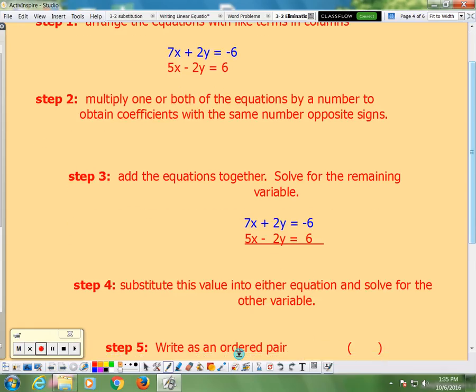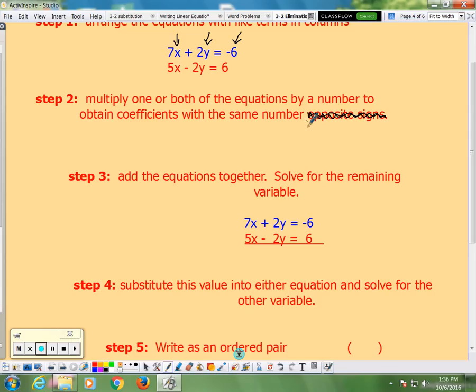I need to look at them. So the first step is to arrange them such that the x's are lined up, the y's are lined up, and they're on the left side of the equal sign, and the numbers are sitting over here on the right side. Step 2 is you have to multiply one or both equations by a number to obtain coefficients with the same number. The opposite sign part is not important. We'll talk about that in a little bit.